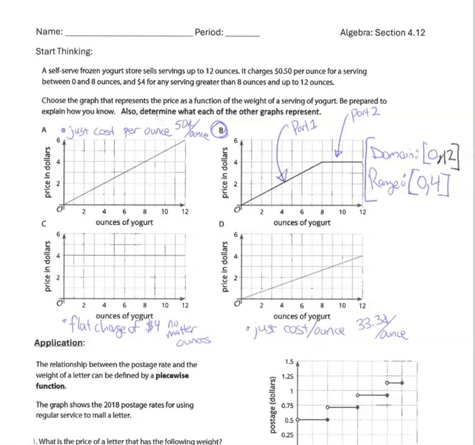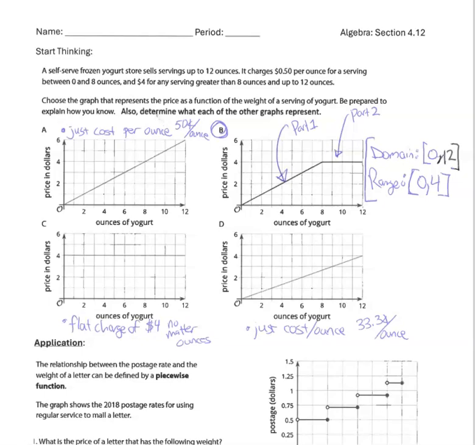Then I said, what would be the equation for B? And the problem here is that there are different aspects of the graph. There would be one equation from 0 to 8, and there would be another equation from 8 to 12, because there is one that is a diagonal line, and there's one that is going to be a flat line. This brought us to the concept of something called a piecewise function.